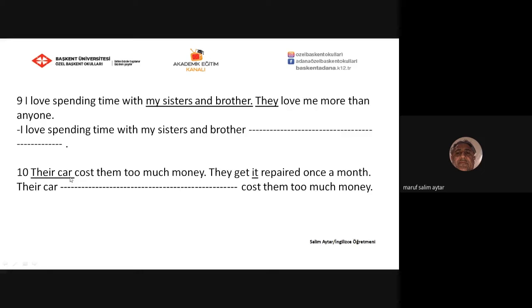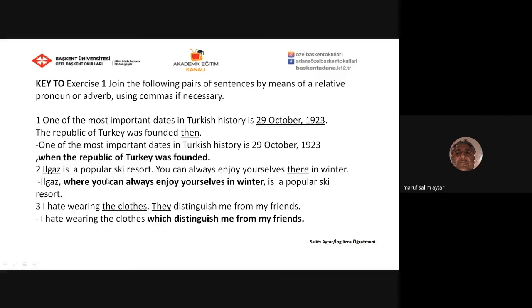Their car. So I believe we need to give extra information about this car again. Their car costs them too much money. They get it repaired once a month. So give extra information about it. And time to see the key this time, I hope. Right.